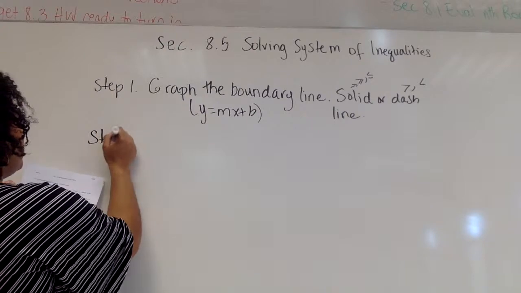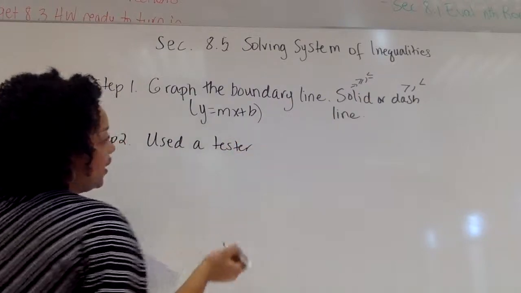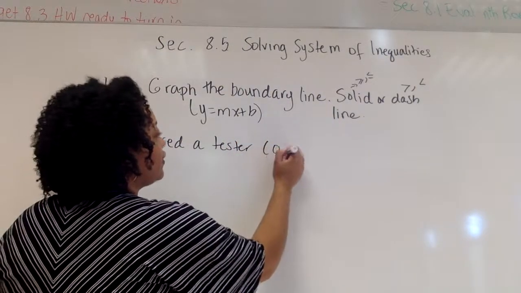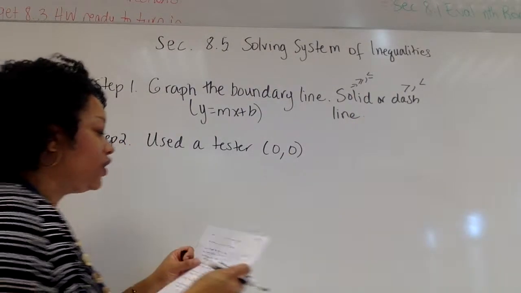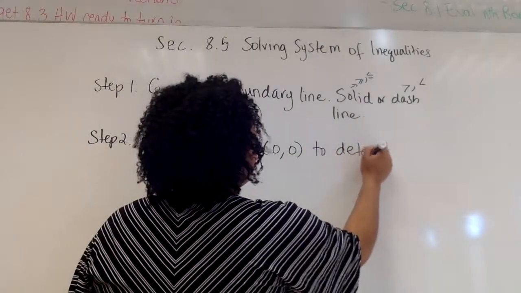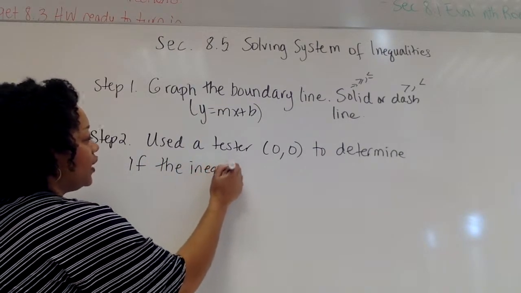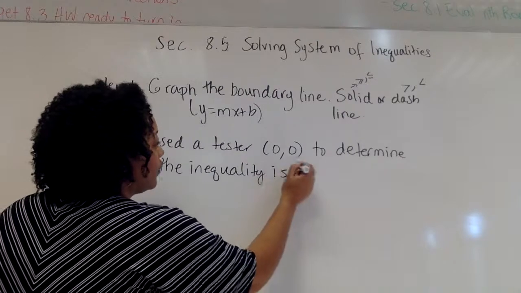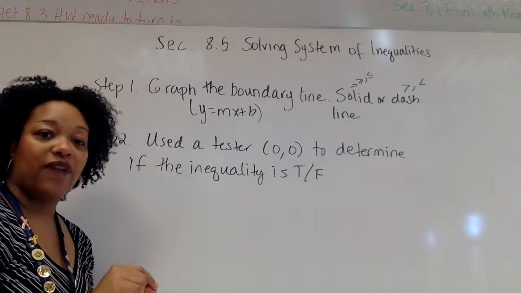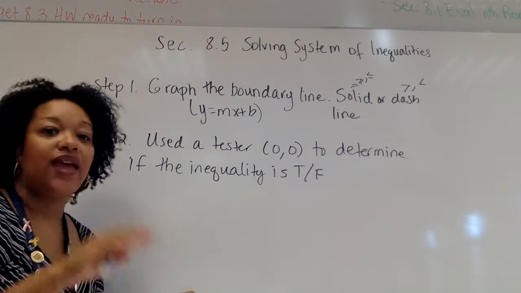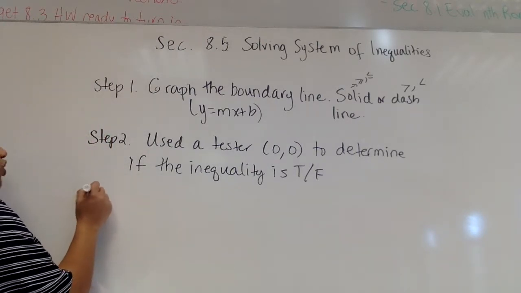Then step 2, if you recall, we used a tester. In our cases, we selected our tester as 0, 0, unless that point was on the line, and it rarely was. So you're going to use the tester to determine if the inequality is true or false. Okay, so you put your little tester, remember we made it a little star, on your graph, and then you're going to take the 0 for x and y, and then check to see if your inequality statement is true or false.